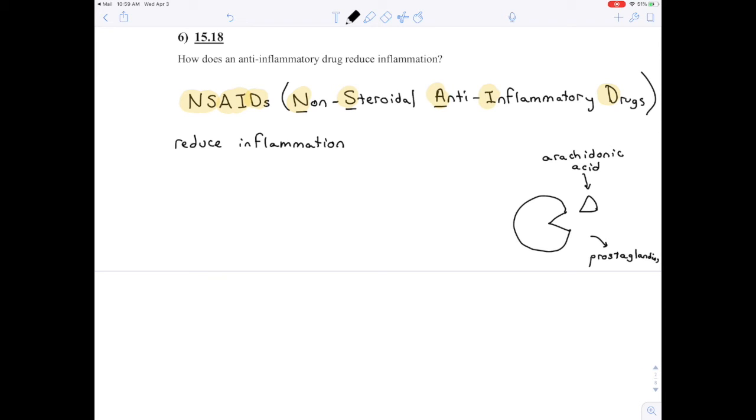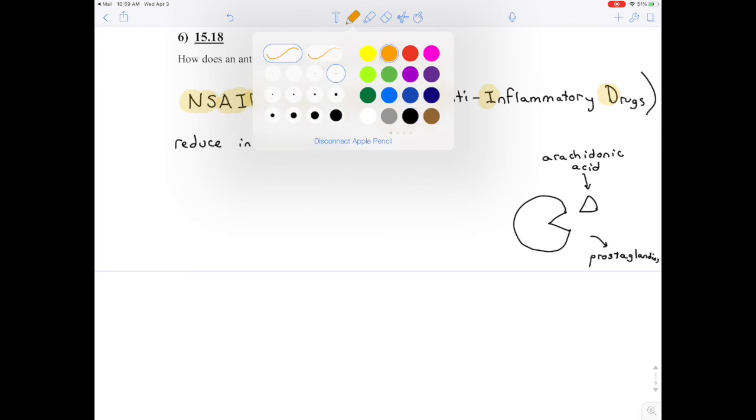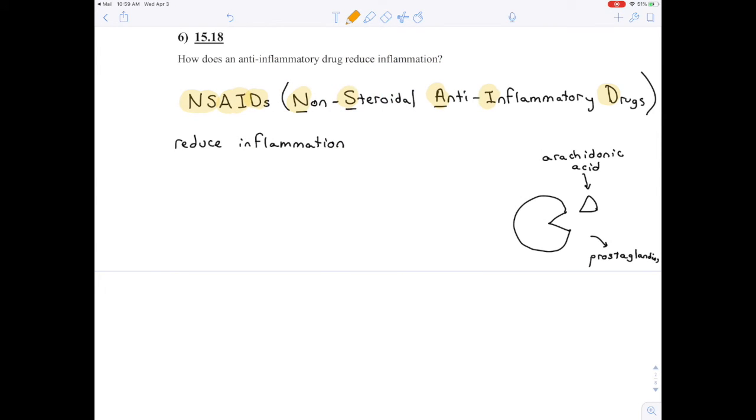So what NSAIDs, or non-steroidal anti-inflammatory drugs, do, here I'm going to draw a non-steroidal anti-inflammatory drug in orange. It'll make its way into the enzyme pocket. The mouth of the Pac-Man is called the active site of this enzyme, and they'll attach themselves there. Now that they're attached there, the arachidonic acid won't fit into the enzyme anymore, and the enzyme can't convert it into prostaglandins. So you don't get prostaglandins, and you don't get inflammation.